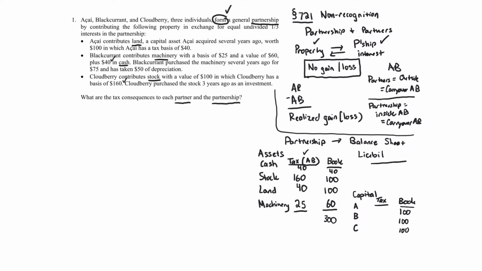For the basis in their capital account, the way we do that, since there's no liabilities in this problem, it's going to be equal at formation to the partner's basis in their partnership interests. It's going to be equal. So let's go ahead and look at the consequences. So we have the three owners, A, B, and C. Again, each of them have no gain or loss.